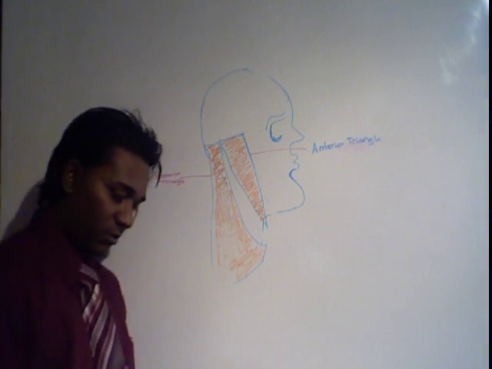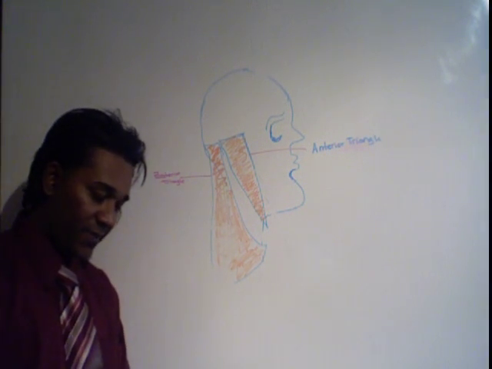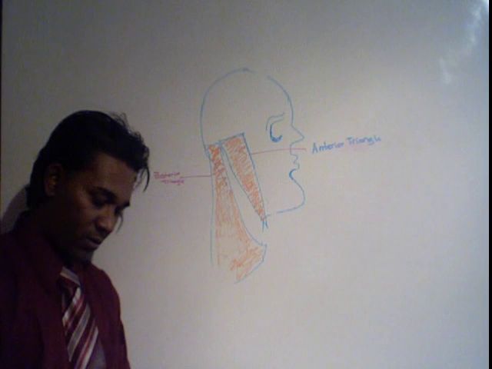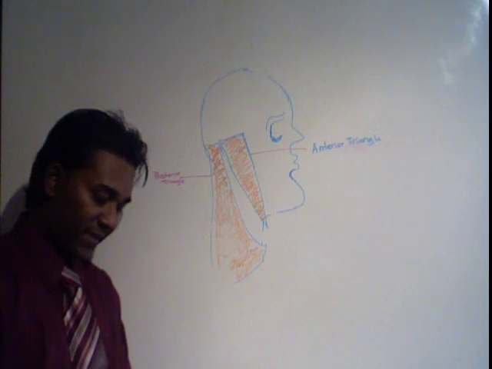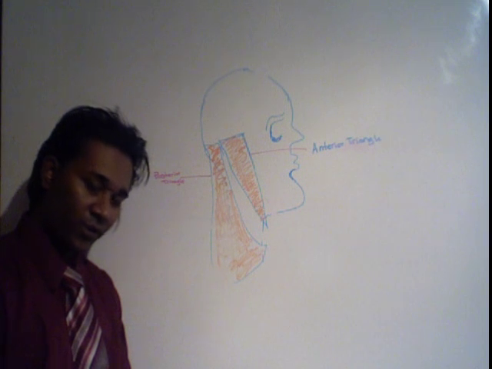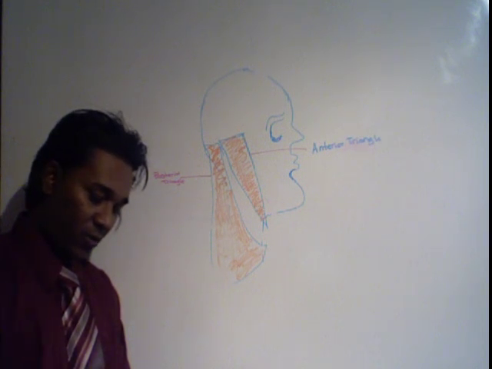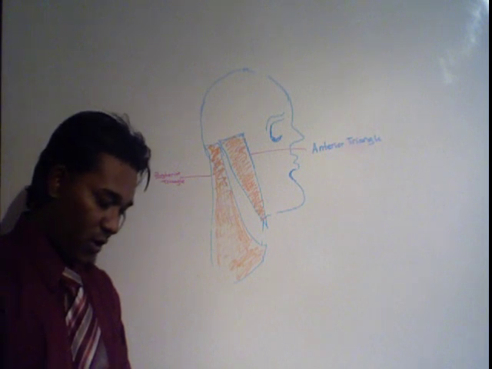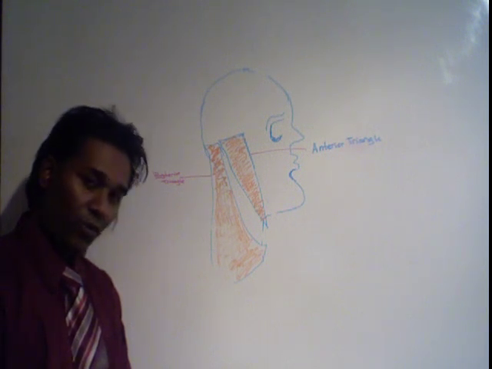Carotid triangle. The carotid triangle is a subdivision of the anterior triangle. The carotid triangle contains the internal jugular vein, the vagus nerve, which is cranial nerve 10, and the common, internal, and external carotid arteries. All of these structures are found in the carotid sheath.